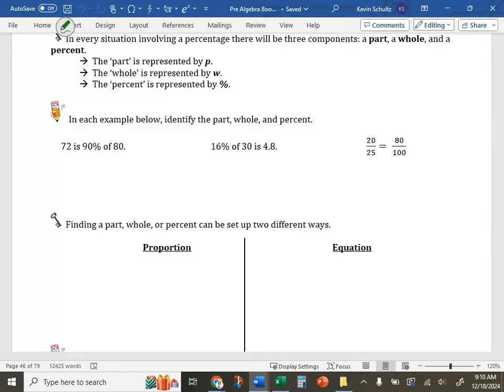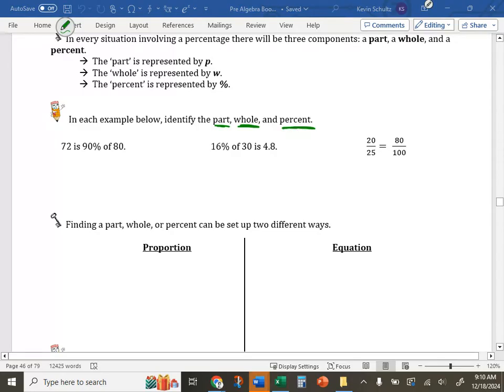72 is 90% of 80. Somewhere in this statement, there is what's called the part, there is what's called the whole, and there's what's called the percentage. Can you identify one of those things? Sawyer. The percent is 90. A for the day, Sawyer. Yeah, our percentage is pretty easy to pick out. It's the one with the percent sign. Where it gets tricky is that part versus whole.